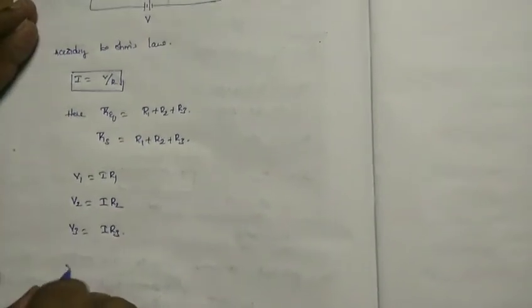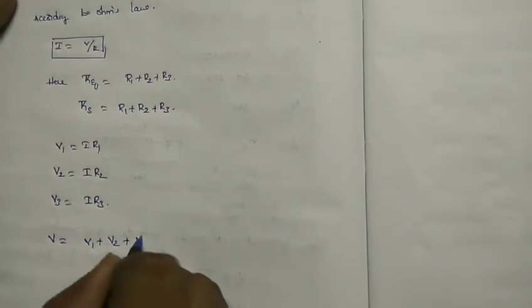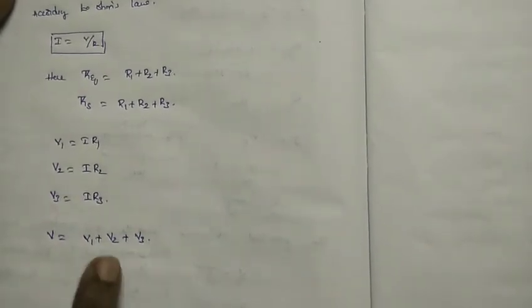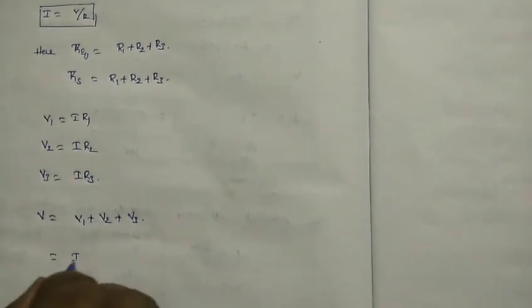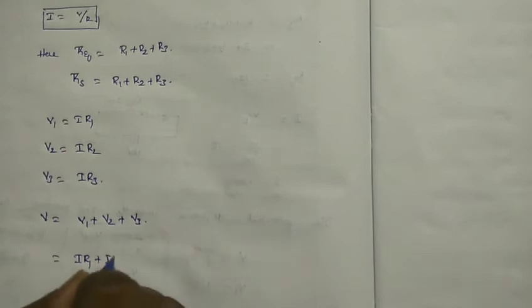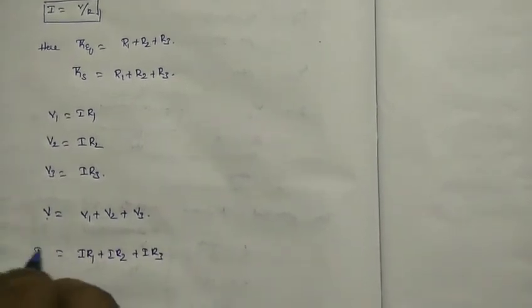Now the total voltage V is equal to V1 plus V2 plus V3. Therefore V is equal to I R1 plus I R2 plus I R3. Here V is equal to I R.